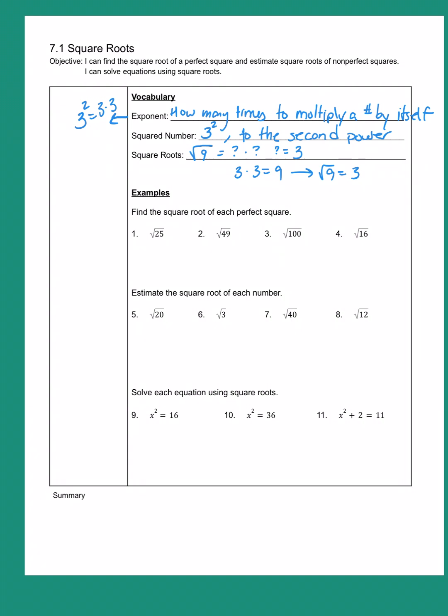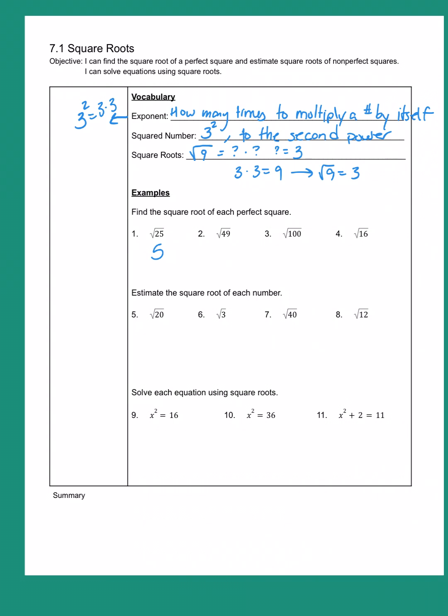So now let's look at some examples. Number 1, we're going to find the square root of each of these perfect squares, which means there is an exact whole number answer for these. So the square root of 25 means what number times itself gave me 25. And that will be 5. 5 times 5 is 25.